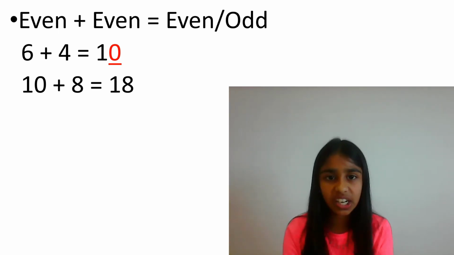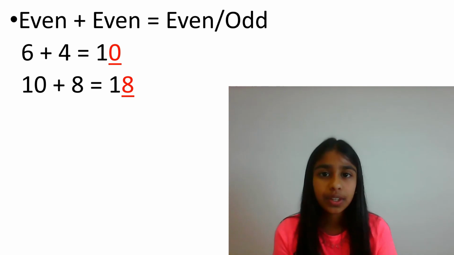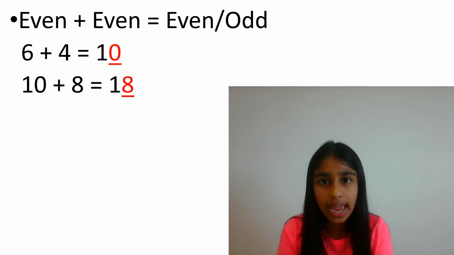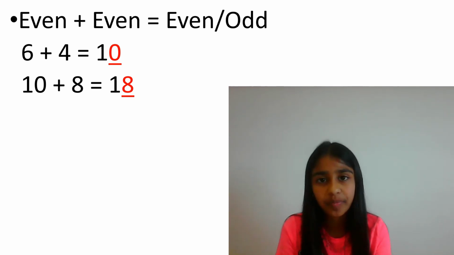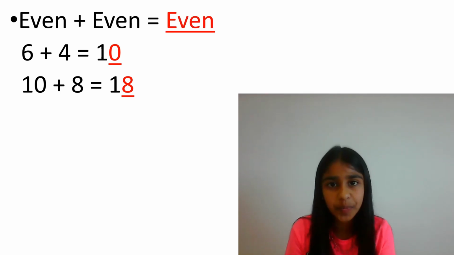Then we look at the last digit and see whether it is odd or even. You know that even numbers always end in 2, 4, 6, 8, or 0. And 8 is an even number. So therefore, 18 is an even number. Now we know that even add even equals an even number.